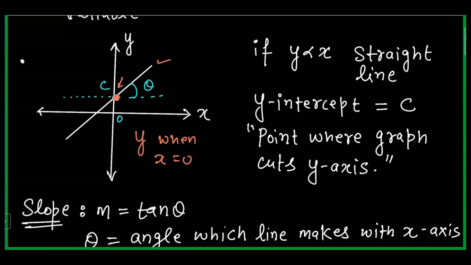Now let's talk about slope. The slope of a line, or the slope of a graph, is how much inclined that line is. How much inclined this line is.